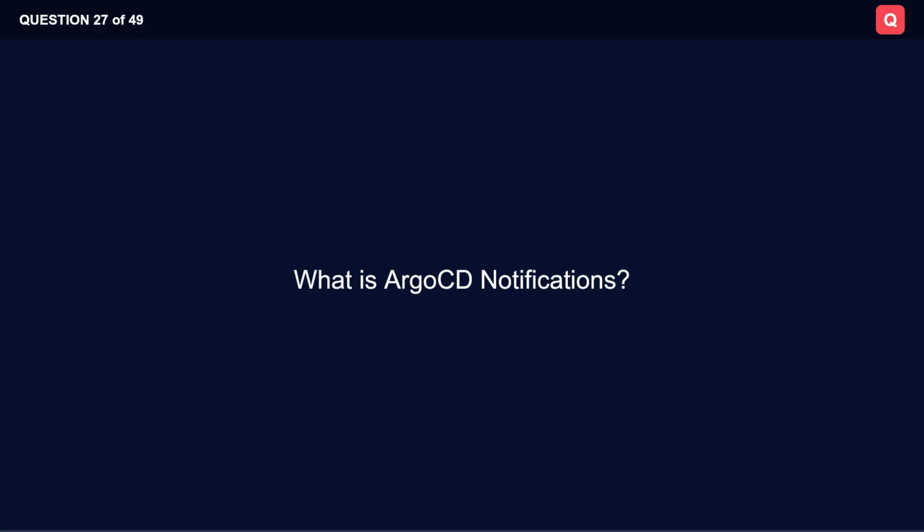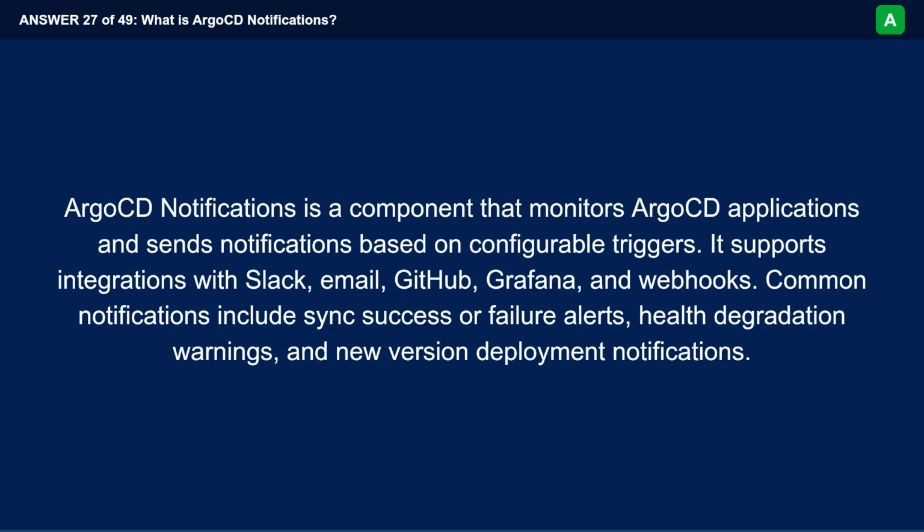What is ArgoCD Notifications? ArgoCD Notifications is a component that monitors ArgoCD applications and sends notifications based on configurable triggers. It supports integrations with Slack, email, GitHub, Grafana, and webhooks. Common notifications include sync success or failure alerts, health degradation warnings, and new version deployment notifications.